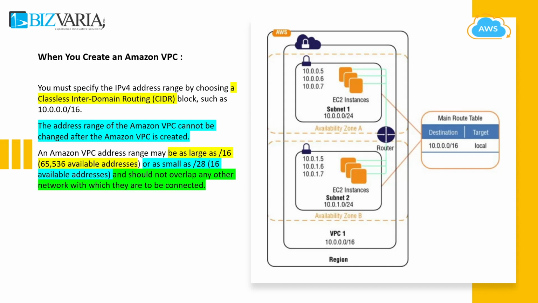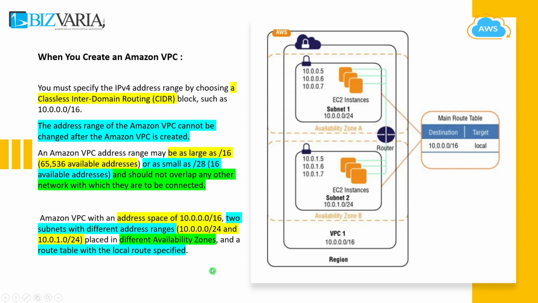An Amazon VPC address range may be, this is another important information you need to remember, as large as /16, but /16 means more than 65,000 IP addresses, or as small as /28. /28 means 16 available addresses. So you have to remember that. That's why I have highlighted this.